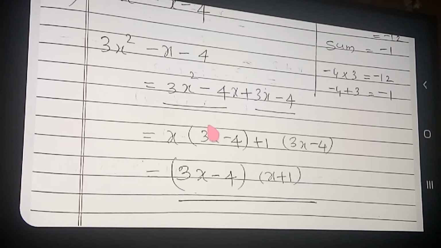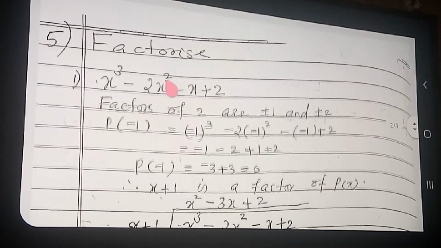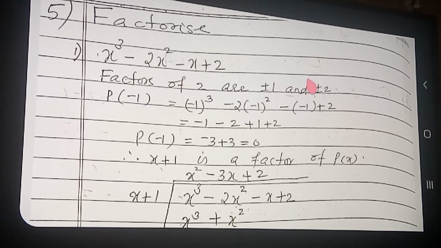Listen here. Move to the next page. Factorize. See here, third degree polynomial. What is the degree of the polynomial? 3, cubic polynomial. So in this way, when a cubic polynomial comes, what will you see? Last term you see, what is the last term coming? 2. So the factors of 2 can be plus or minus 1 and plus or minus 2. So by trial method, you verify p of 1 is 0, or p of minus 1 is 0, p of 2 is 0, or p of minus 2 is 0.